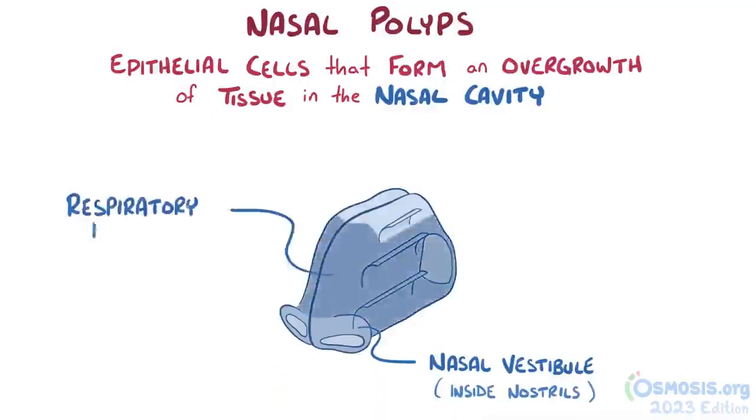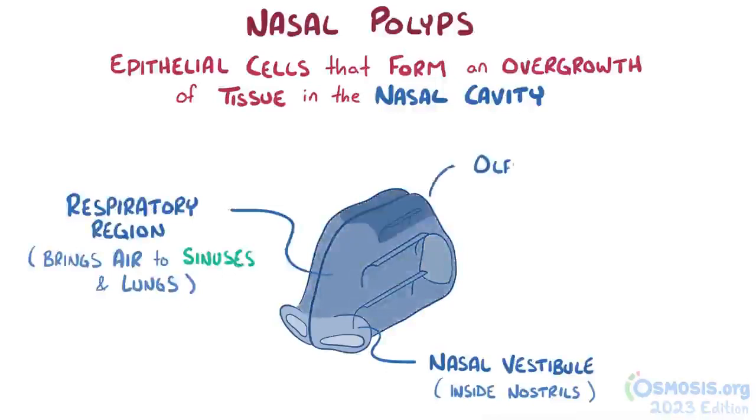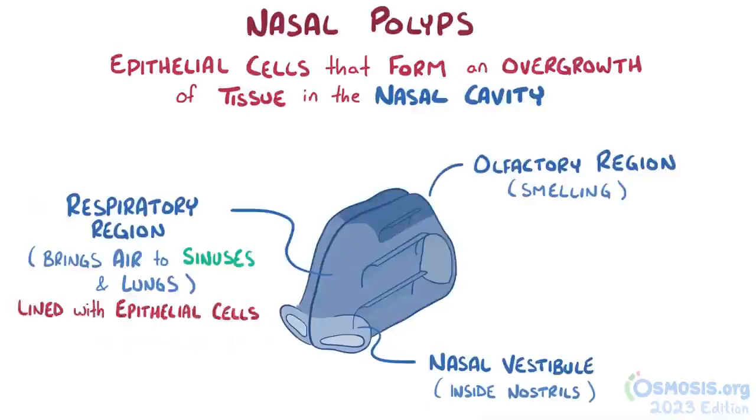Beyond that is the respiratory region, which delivers air to the sinuses and lungs. And above that is the olfactory region, which is involved in smelling. Lining the respiratory region are epithelial cells that create mucus to moisten the air and trap pathogens.